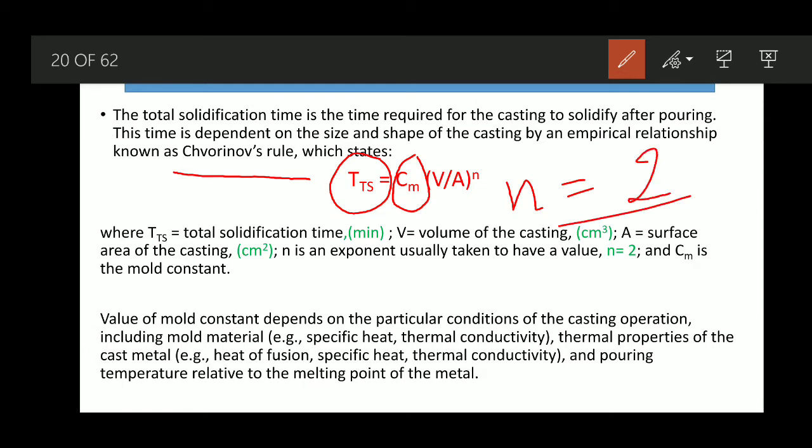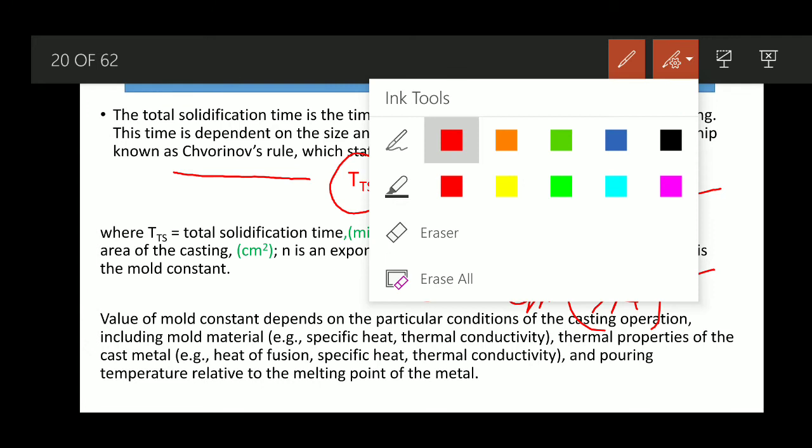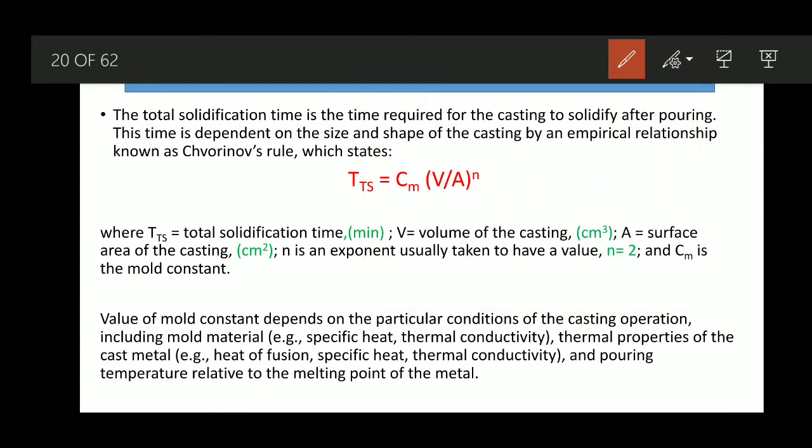So while solving problems, it directly becomes: solidification time equals the mold constant times (V/A) whole squared. So we can directly use this. One thing you must remember is that this TTS is the total solidification time, not the local one.